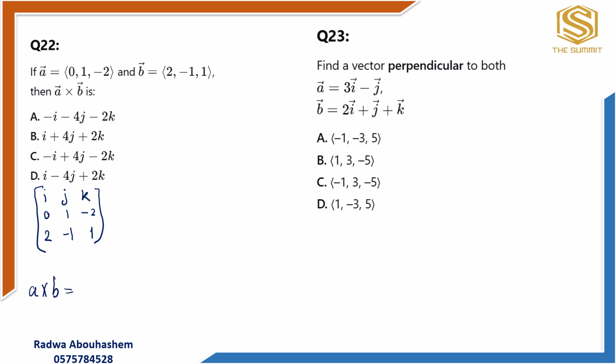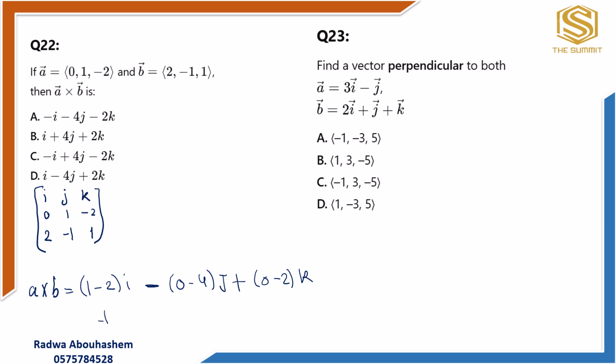Let's start with i first. So it's 1 minus 1 gives me 1, and negative 2 times negative 2 gives me 2, so 1 minus 2i. Minus, let's go for j. 0 times 1 is 0. Negative 2 times 2 is negative 4, so 0 minus 4j. Let's go for k. 0 times negative 1 is 0, and 1 times 2 is 2, so 0 minus 2k.